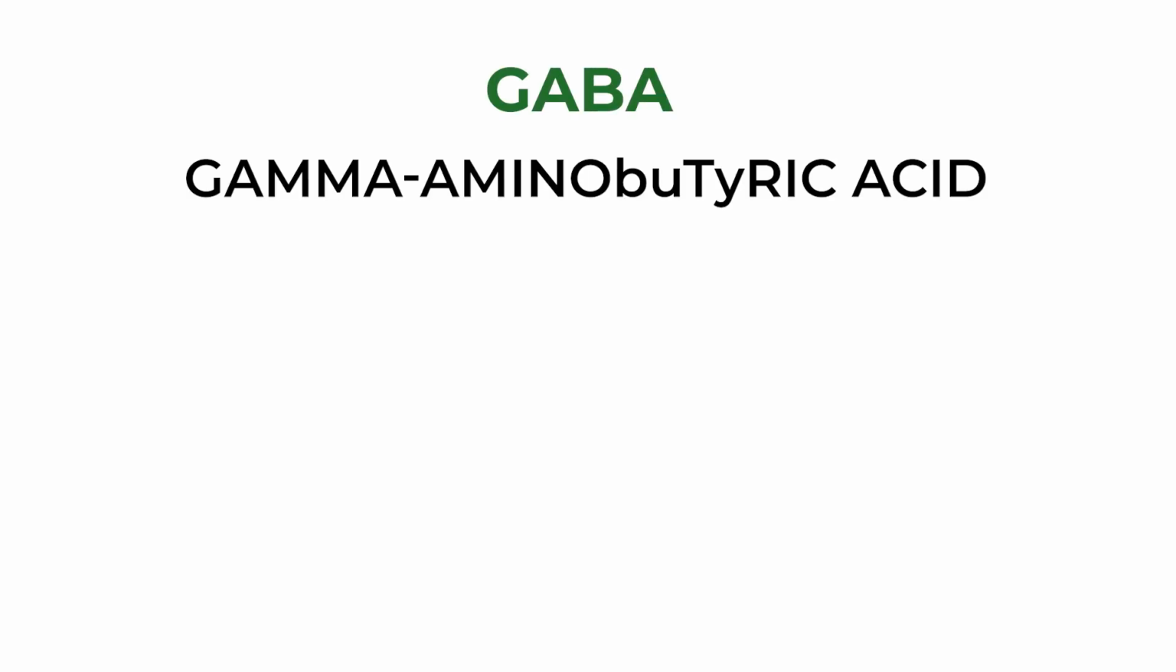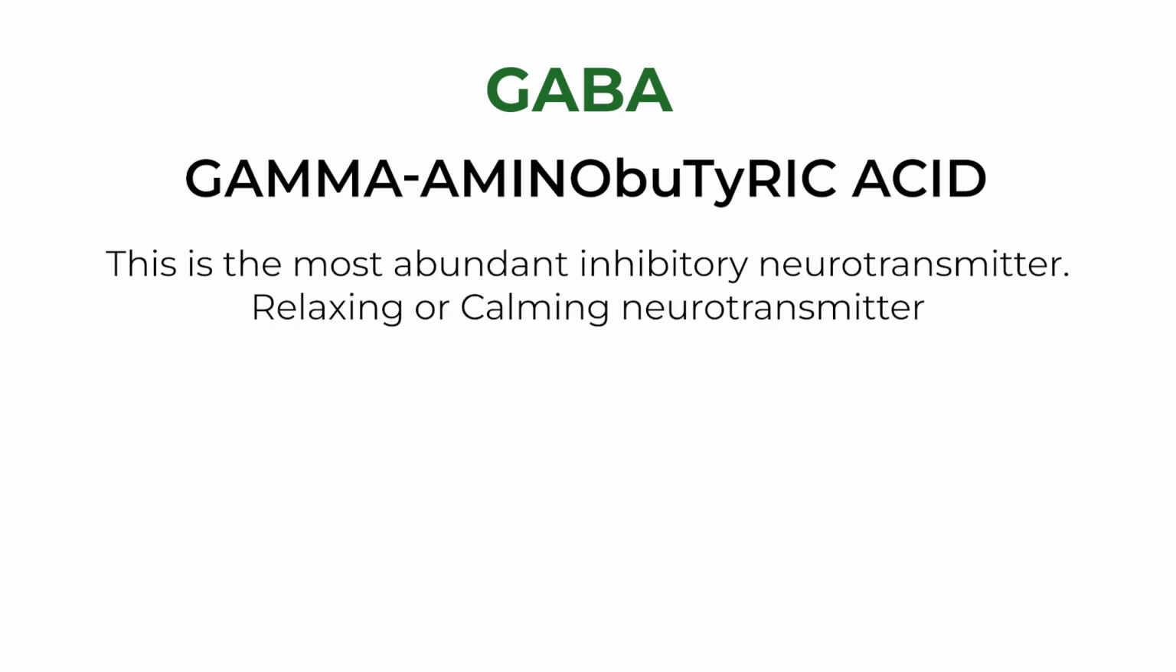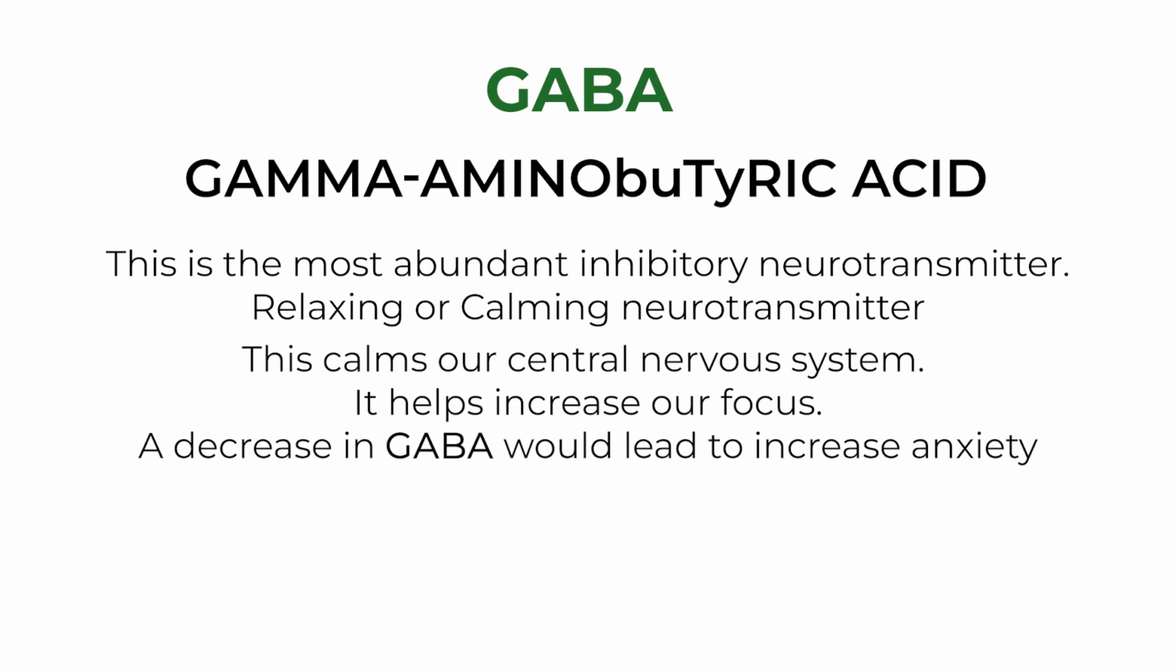To start with, I'm going to start with the first one, which is GABA. GABA is the acronym, so let's make it more extended: gamma aminobutyric acid. This is the most abundant inhibitory neurotransmitter. It is more of a relaxing, calming neurotransmitter. When you have GABA in your system, there is possibility of more relaxation. So it calms the central nervous system.